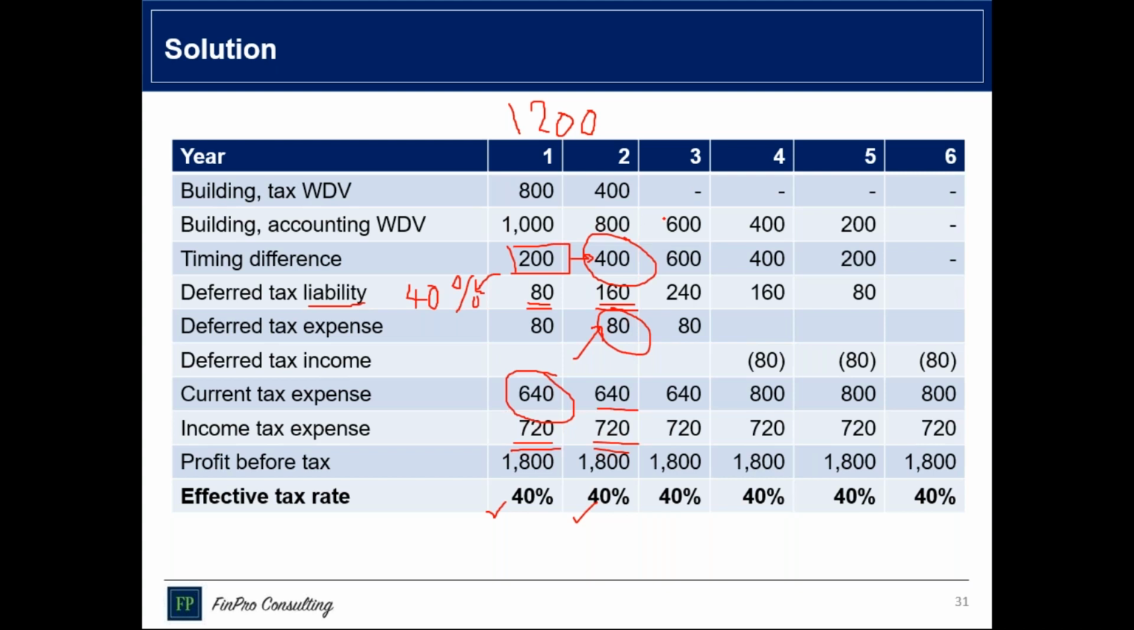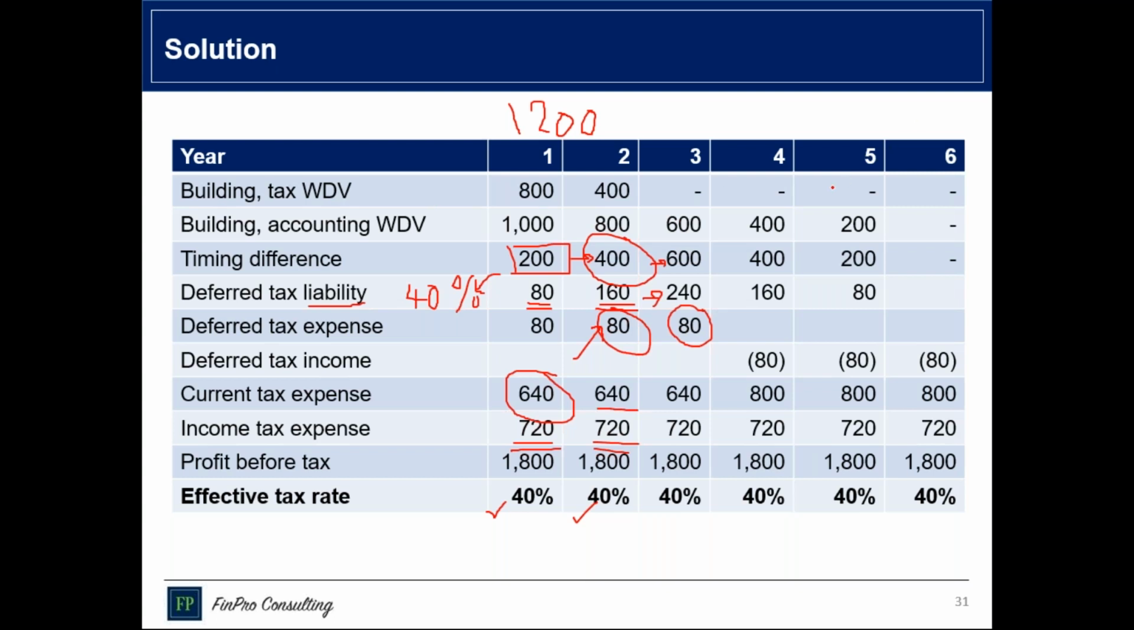In the third year, your tax WDV is nil, your building WDV is 600, your timing difference has increased from 400 to 600. So again, 40% of 600 is 240, out of which I have already recognized 160. So again, the incremental deferred tax is 80. So the situation is the same in the third year. Now in the fourth year, till the end of the third year, we have created a deferred tax liability. Now in the fourth year, this deferred tax liability that we have created will start reversing, and ultimately it will become zero at the end of the sixth year, because it is in the nature of a timing difference.